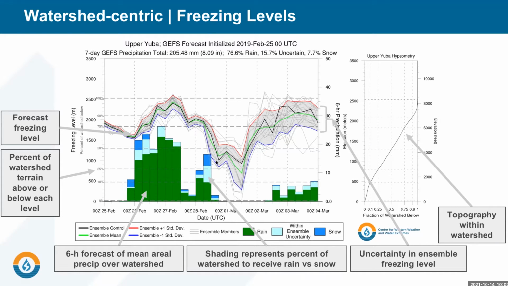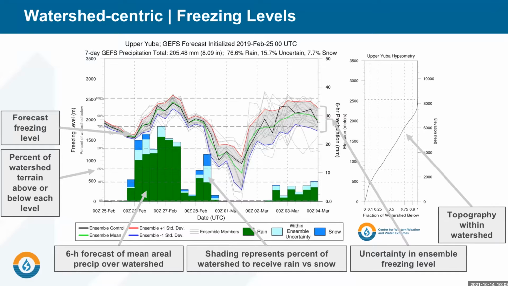a little below 90 down towards the 75% of the watershed. And that's where we start to see a little bit of that blue on the top of that bar. So that blue is representing the percent of the watershed that is expected to experience snow during this time period.